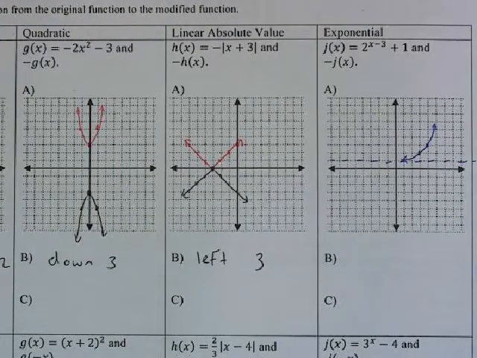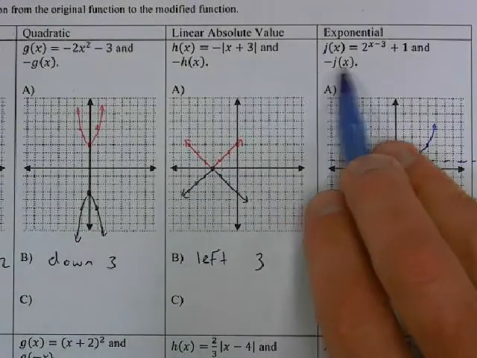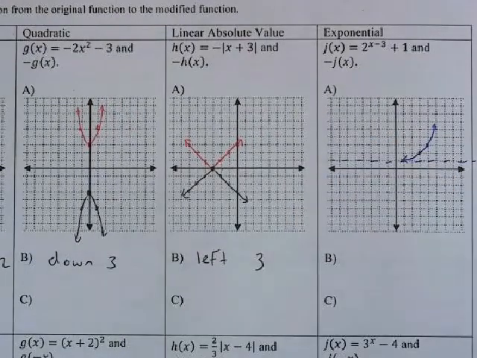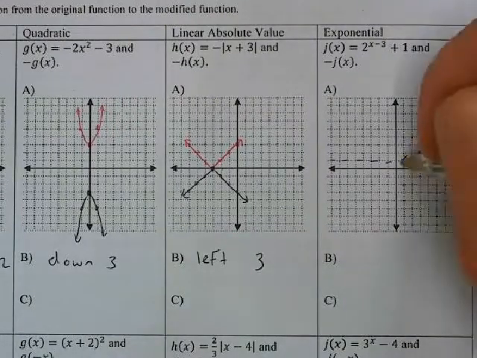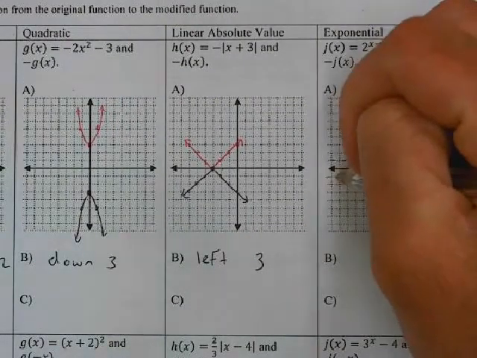All right, and then they also wanted us to draw negative j of x, in other words, the opposite of all of our y values. Okay, so I want to take everything and flip it over. Now since we're reflecting this thing, our asymptote is also going to get moved, and it's going to go from a positive 1 to negative 1.